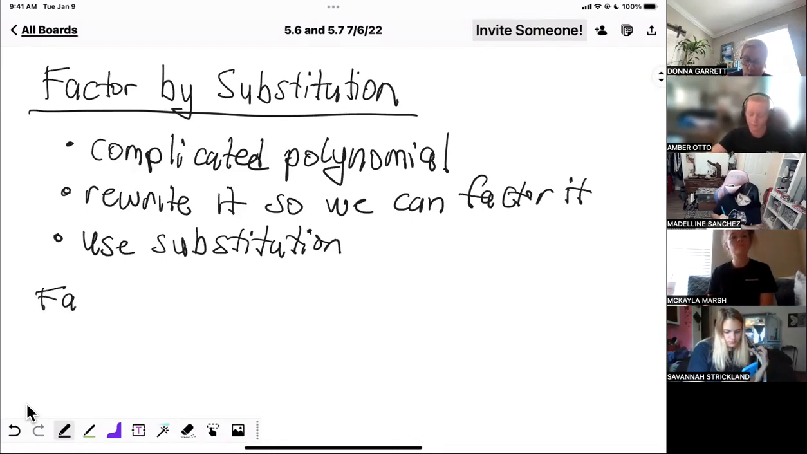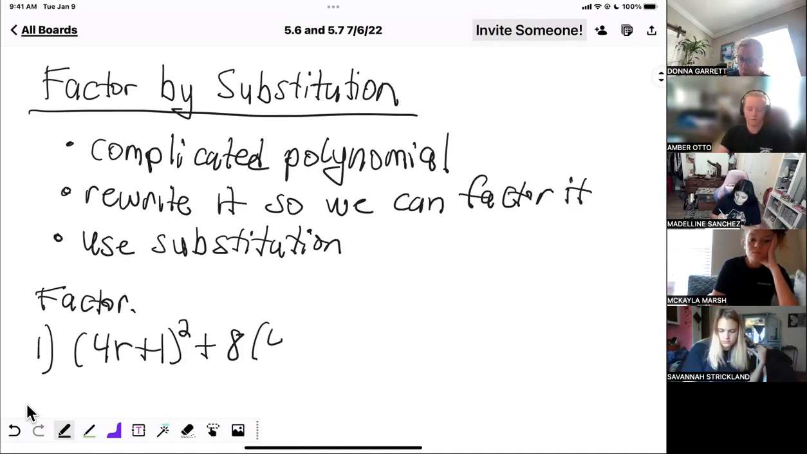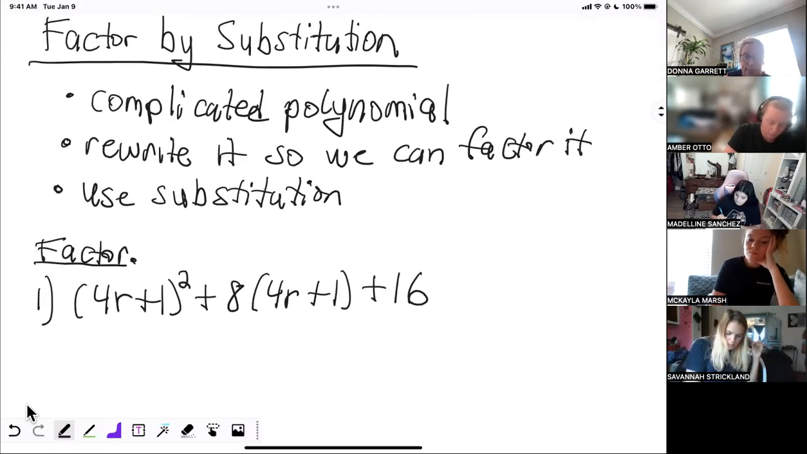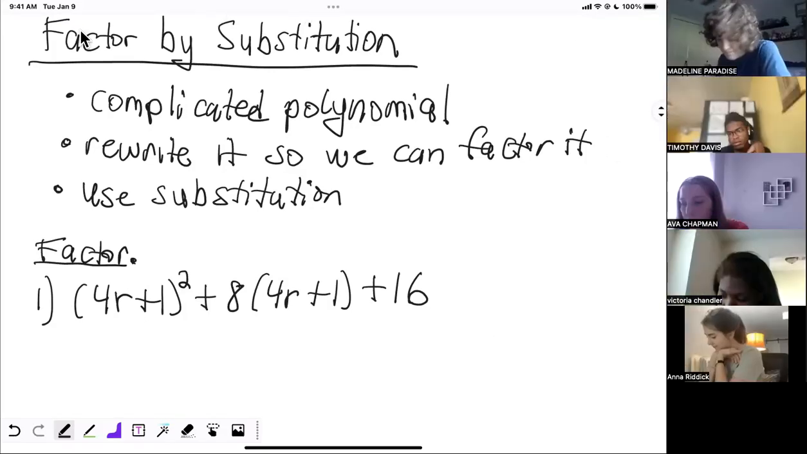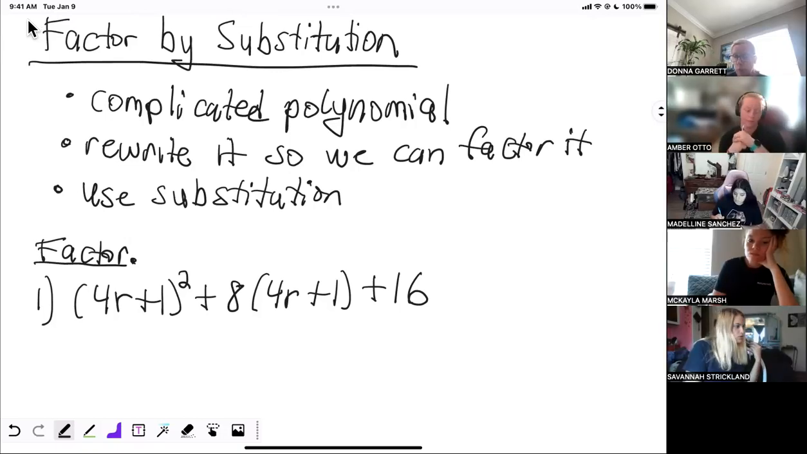Okay, so I'm going to show you what I mean, but as soon as you see this one, you'll see why it's called a complicated one. Okay, 4r plus 1 squared plus 8 times 4r plus 1 plus 16. And you're asked not to multiply it out, but you're asked to factor it. All right, so that's pretty ugly. I know, I think it's pretty ugly.